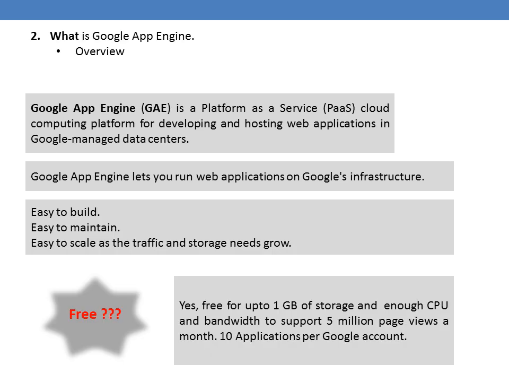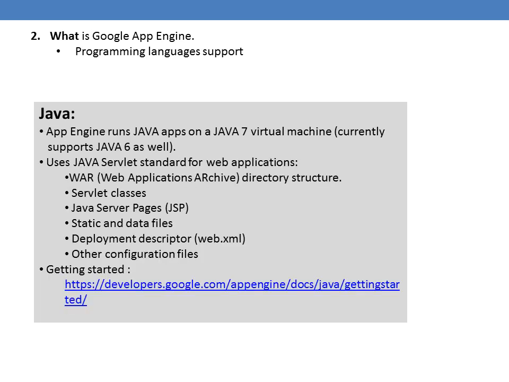Google App Engine is a platform as a service cloud computing platform for developing and hosting web applications in Google-managed data centers. Google App Engine lets you run web applications on the Google infrastructure. Easy to build, easy to maintain, easy to scale as traffic and storage needs grow. It is free for up to 1 GB storage and enough CPU and bandwidth to serve 5 million page views a month. 10 applications per Google account.